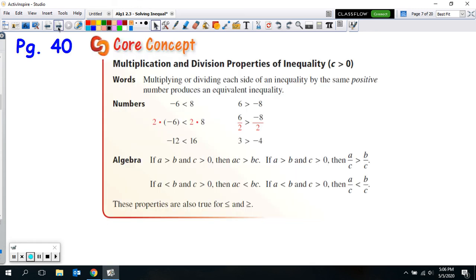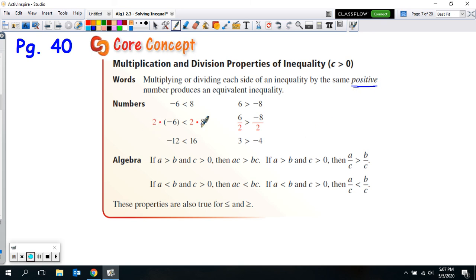So, page 40 of your notes, our core concept. What you want to pay attention to is the red numbers here, what we're going to be doing with those numbers, and what happens to the inequality sign when we're multiplying or dividing by those particular numbers. In this one, the number c, which is the number we're going to multiply by, is greater than 0, so it is positive. We're multiplying by a positive.